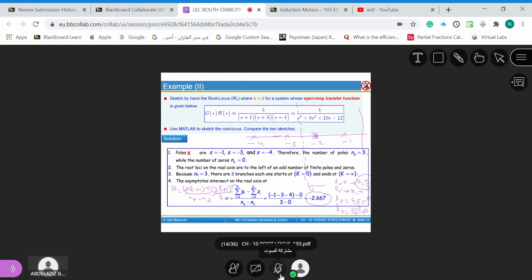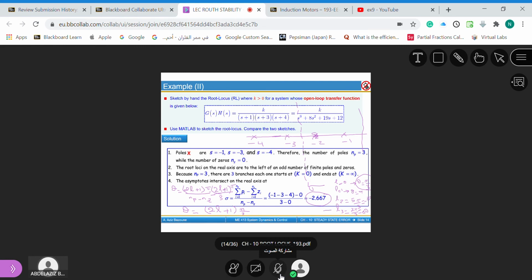If it is repeated, I will stop. If anyone did not understand how we found pi, we are using this law: theta is equal to (2L plus 1) pi over np minus nz, which we found to be 3. We vary L equal to 0, 1, 2, 3, and we found 3 angles: pi over 3, pi, and minus 60, and 60 repeats.